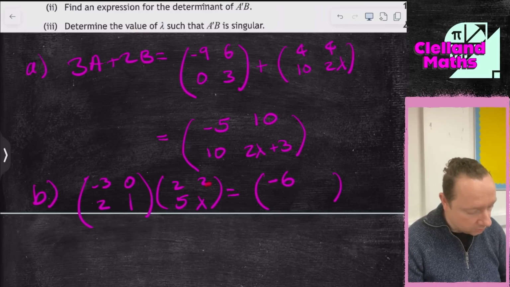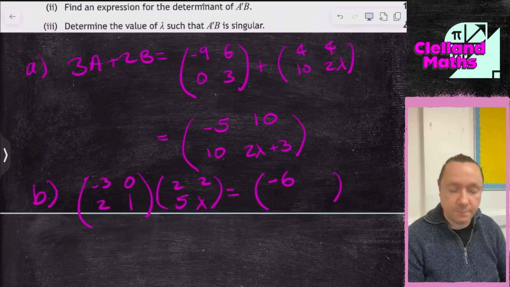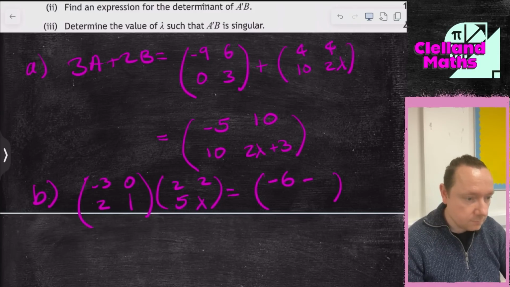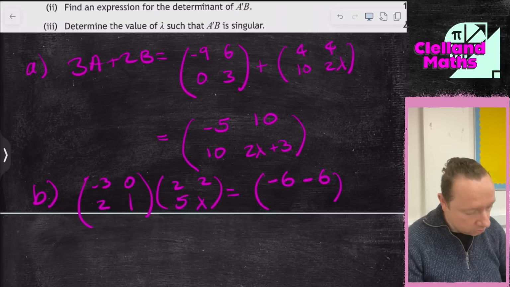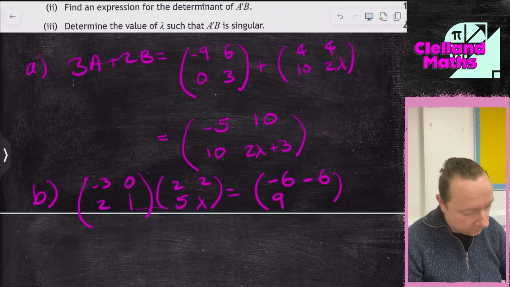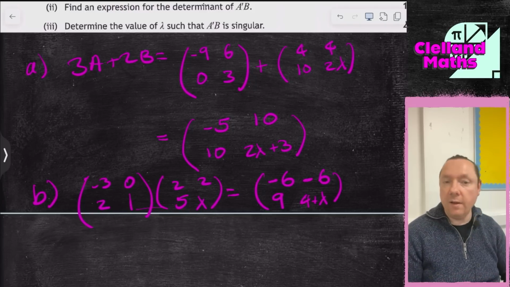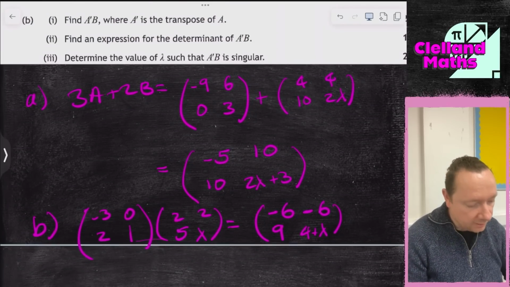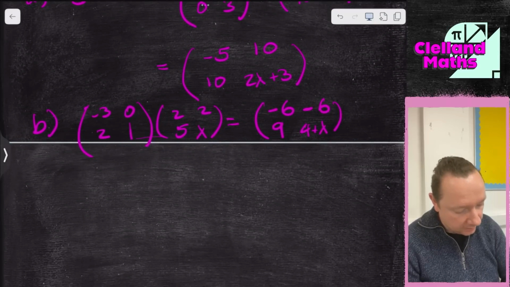Minus 3 times 2 is minus 6 plus 0 again. 2 2's is 4. 4 plus 5 is 9. And then 2 2's is 4 plus lambda. So we get that. Find an expression for the determinant of A transpose B.